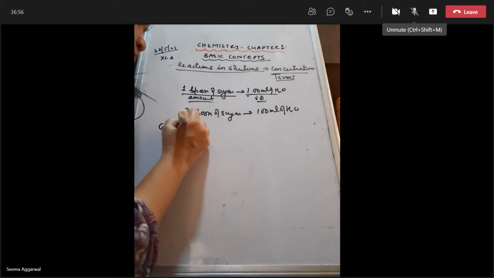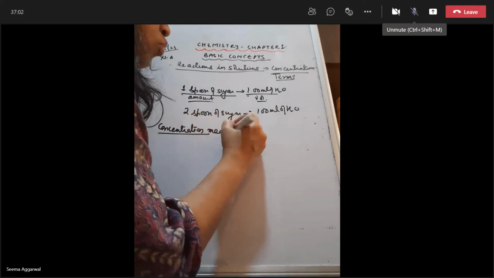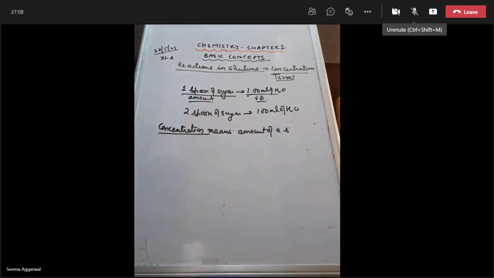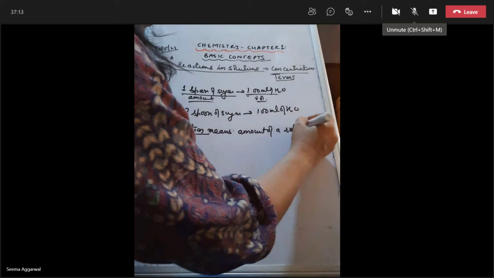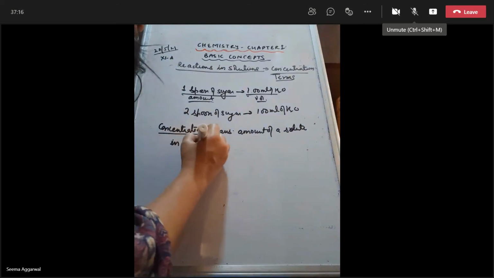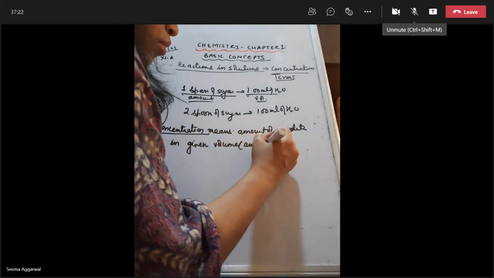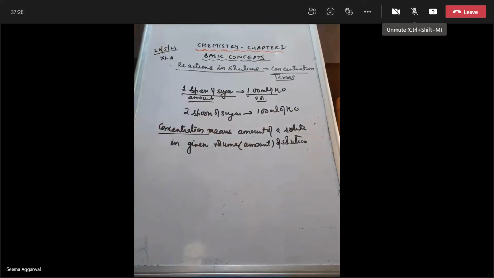It means the amount of a substance. Concentration means, definition you can write, concentration means amount of a substance or amount of a solute. Substance generally हम solute लेते हैं. Amount of a solute in given volume or given amount of solution. ठीक है? Amount of a solute in a given amount of a solution.